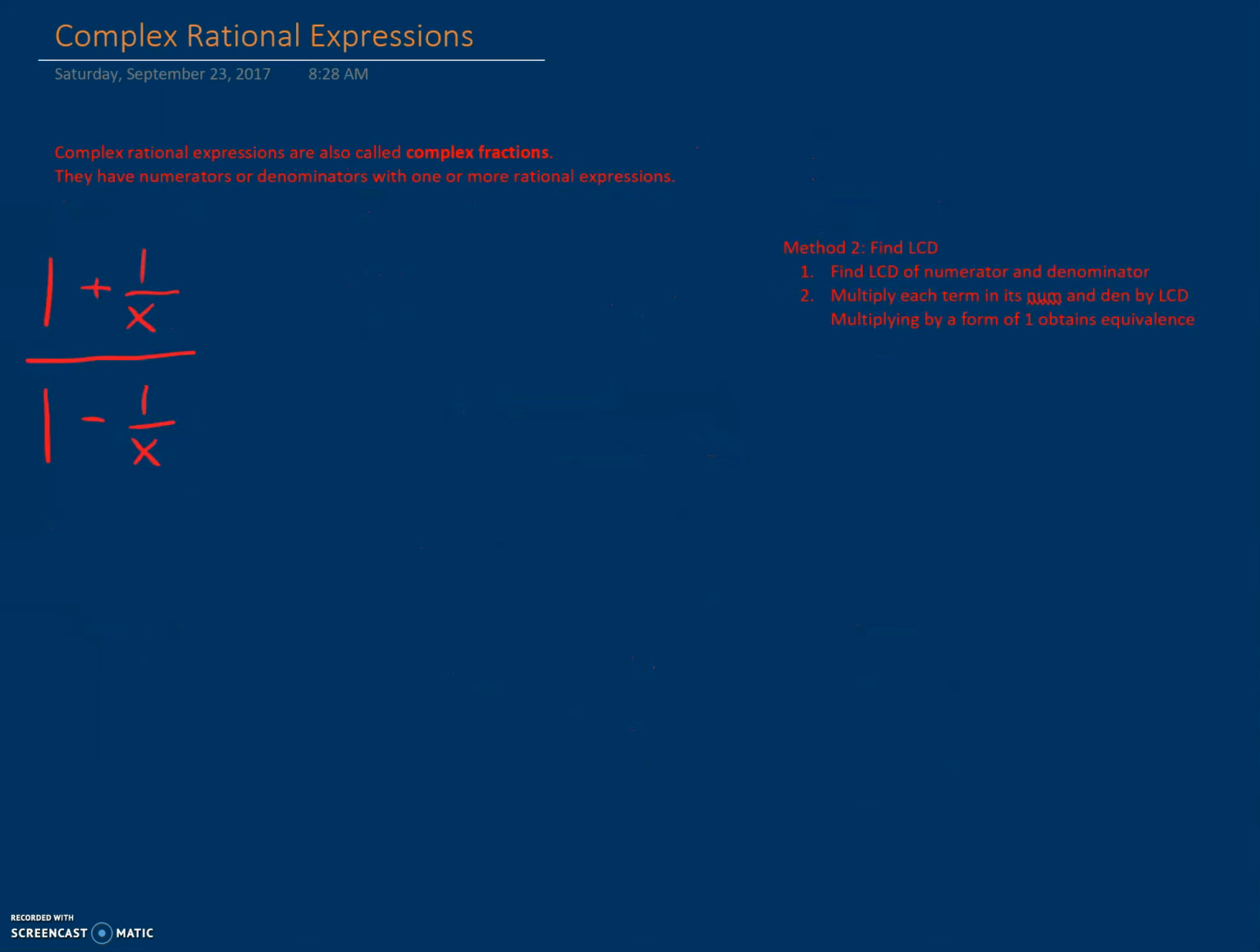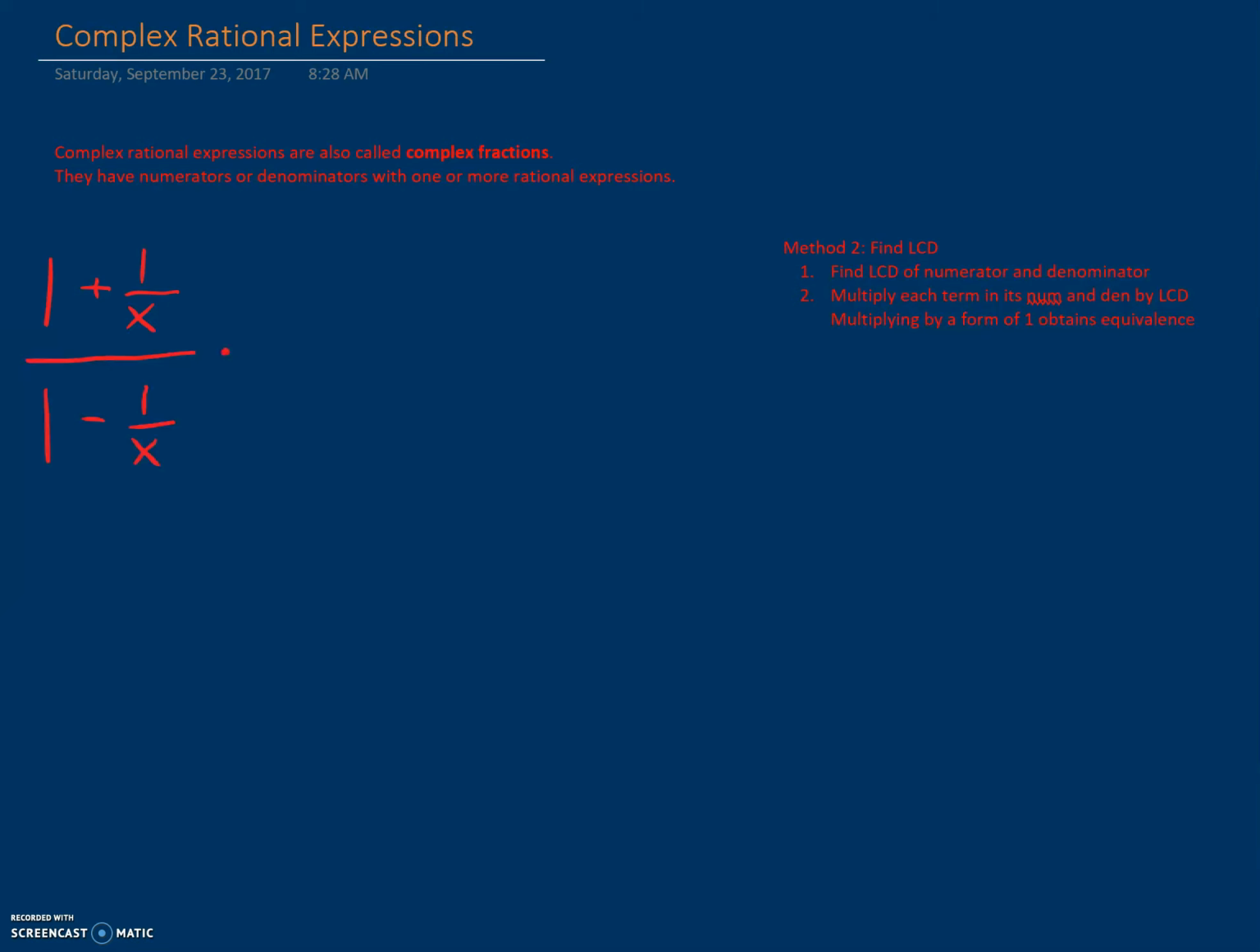Well, the second method we could employ on these types of problems is to find the least common denominator of the numerator and the denominator. So if I look at this, the least common denominator of the numerator is x, and the least common denominator of the denominator is also x.